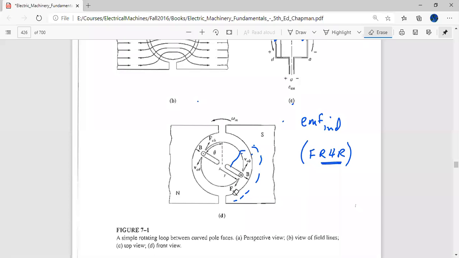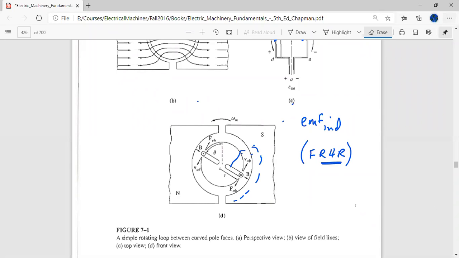So this is a secondary effect because primarily you are running this machine as a generator, but you also know that there are sometimes secondary effects in a machine, that whenever a current is induced and that current is inside a magnetic field, then it experiences a force. Okay, so you have the secondary effect.